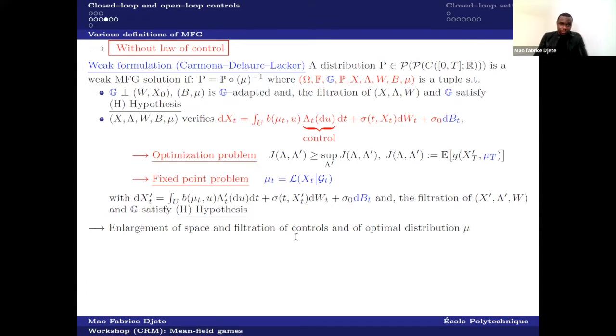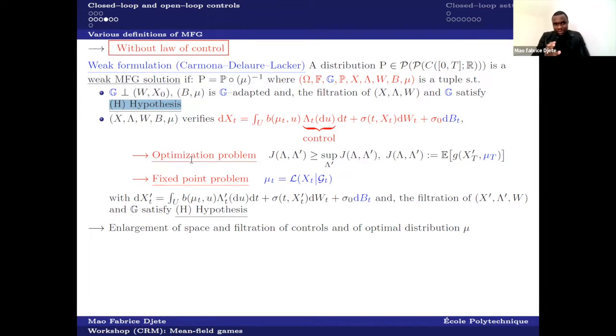If we want to be able to go to the limit in the weak sense I mentioned earlier, in some way we need to enlarge the filtration of controls and the filtration of the optimal distribution. So here mu will not only be measurable with respect to B, but there is an additional extra noise you need to consider. And there is also an additional noise over the control you need to consider. We need to enlarge the filtration of the control too. And when we start to enlarge filtration, you have to be careful because some strange things can happen. That's why there is some H hypothesis to consider.